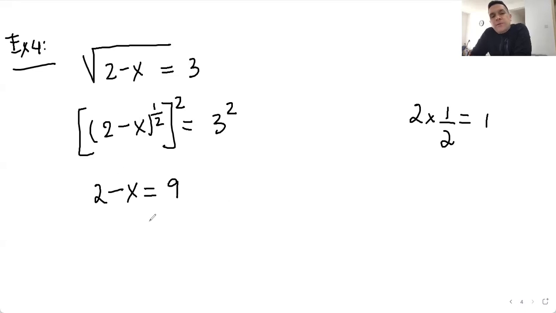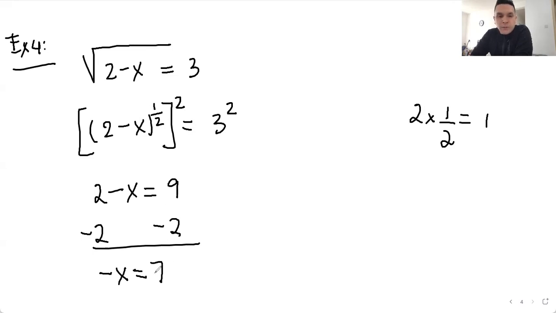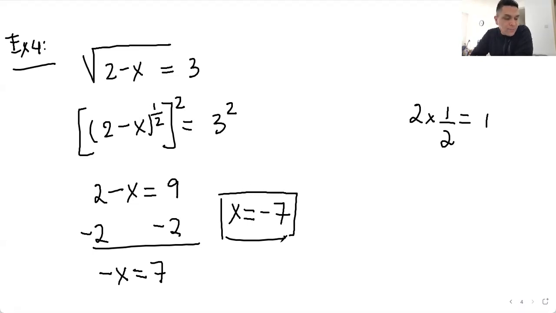And now it's just a matter of rearranging the expression. I can just subtract 2. This becomes 0, and then we get negative x equals 9 minus 2 equals 7. Then we divide by negative 1, and we get x equals negative 7. All right? Easy, right? Okay, now we're going to get into linear inequalities.